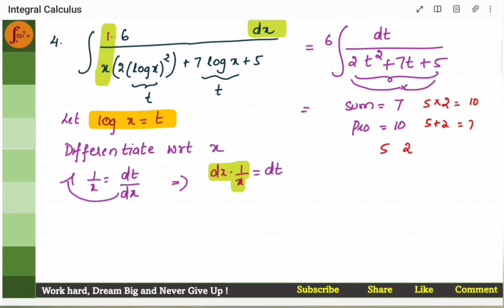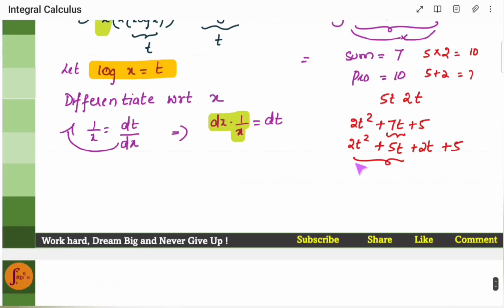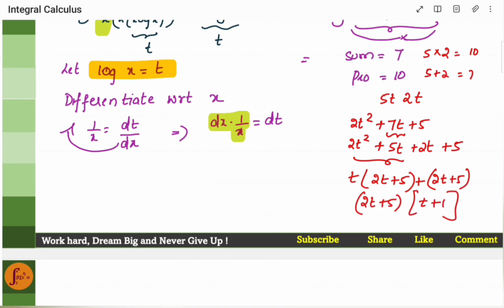So what I should do here is take this original expression and split 7t as 5t + 2t: 2t² + 5t + 2t + 5. Now I'll take common: t(2t + 5) + 1(2t + 5). I'll take 2t + 5 as common, so I'll get (t + 1). So the factors are 2t + 5 and t + 1.